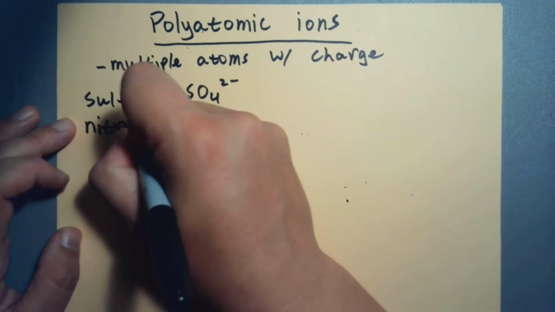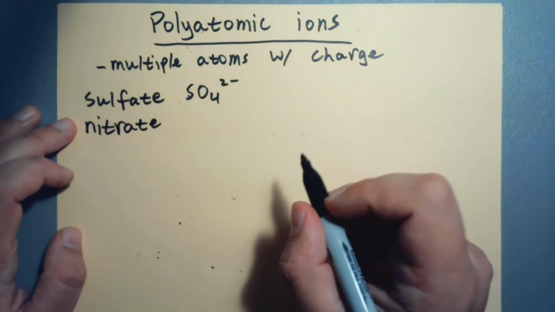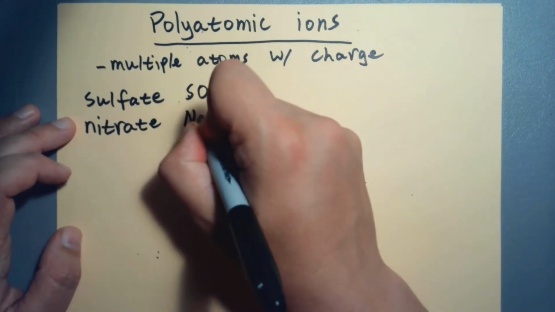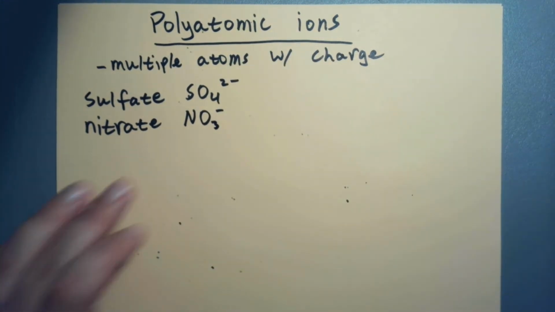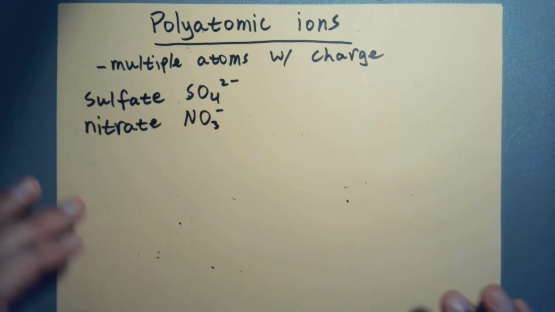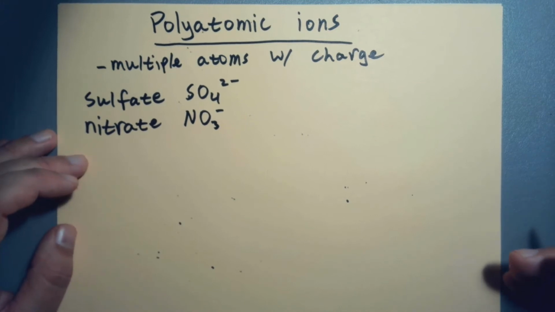Alright, and then next we have nitrate. I'm just going in the order that they are listed on the Moodle page to help you out as well. This is NO3-. So it has a -1 charge, nitrogen with 3 oxygens on it. Alright, and then we have carbonate.